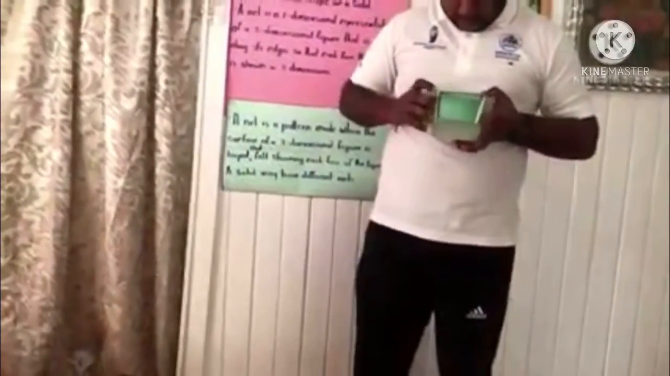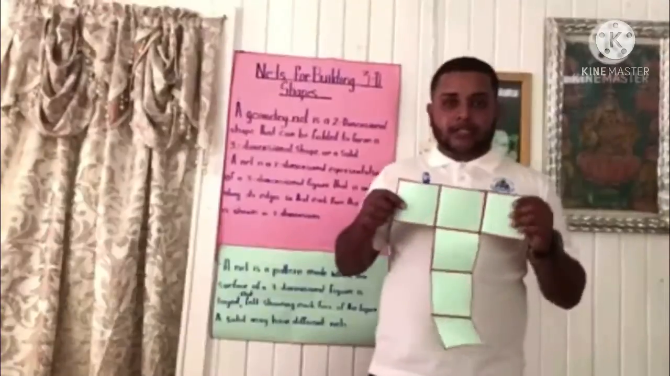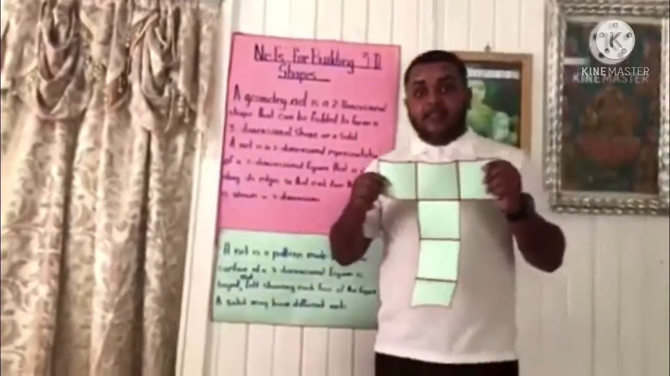I'm going to bring up this end, and I'm going to bring up this end here. Is it a three-dimensional shape now? Yes. What three-dimensional shape does this look like? A cube. So we could safely say that this here is the net for what? A cube. This here is the net for a cube.